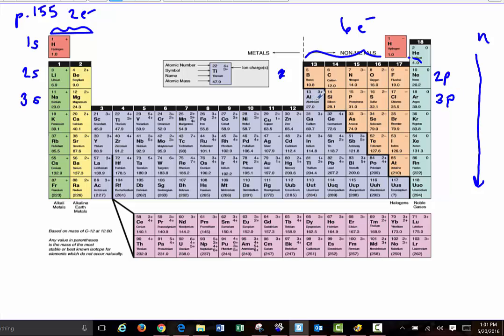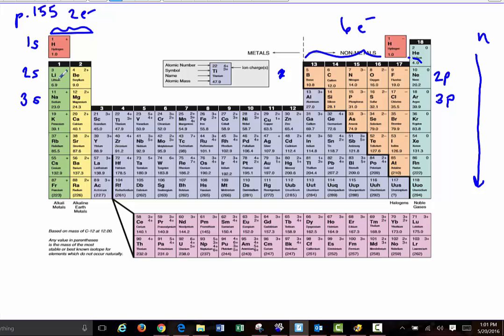If you count how many elements are in this 3p section right here, there are 6. 1, 2, 3, 4, 5, 6. So that makes it very, very easy to remember. The same is true of the s orbitals. If you look at 2s, there are 2 elements and there you have up to 2 electrons there.